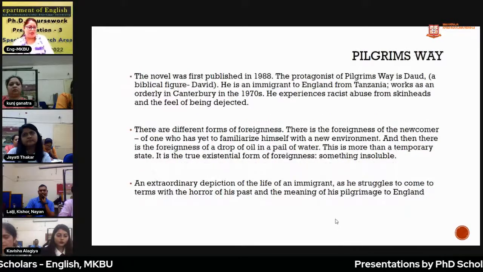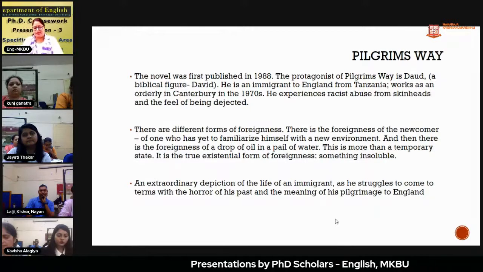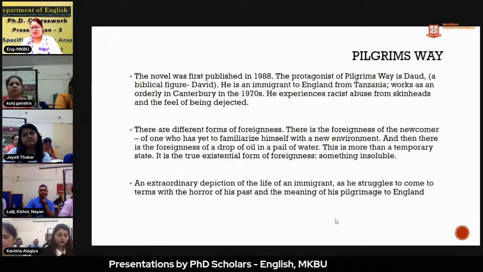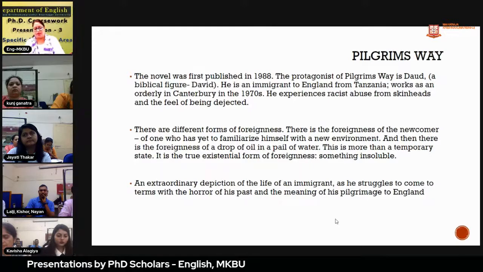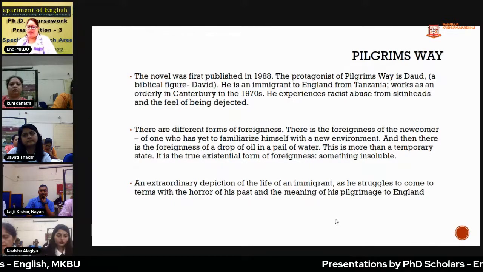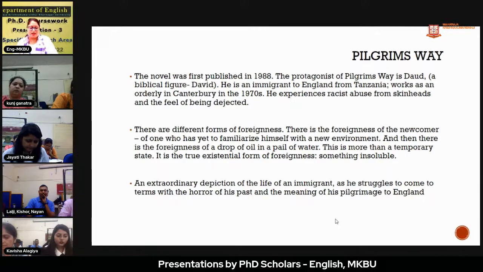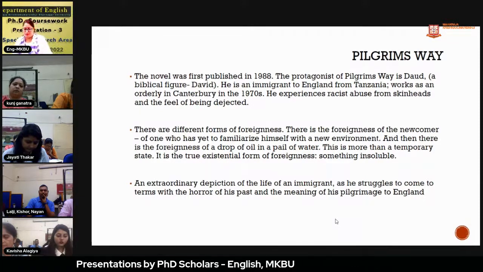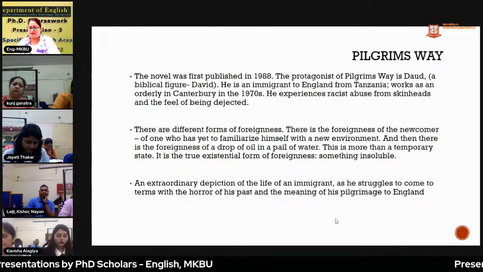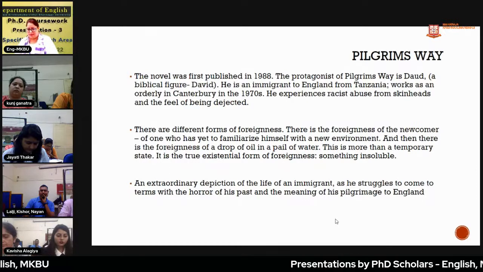Now, the introduction to the first text, that is Pilgrim's Way. The novel was first published in 1988. The protagonist of Pilgrim's Way is Daud, a biblical figure, that is David. He is an immigrant to England from Tanzania, who works as an orderly in Canterbury in the 1970s. He experiences racist abuse from skinheads and the feeling of being dejected.